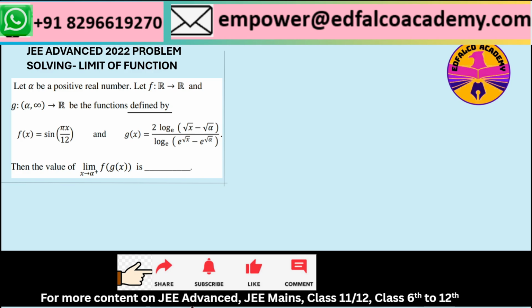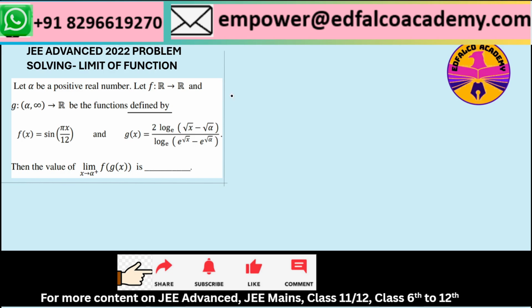Let alpha be a positive real number. Let f from R to R and g from (alpha, infinity) to R be functions defined by f(x) = sin(pi x / 12) and g(x) = 2 ln(root x minus root alpha) divided by ln(e to the power root x minus e to the power root alpha). Then find the value of the limit as x tends to alpha plus of f(g(x)). So we have to find this value that is given to us.